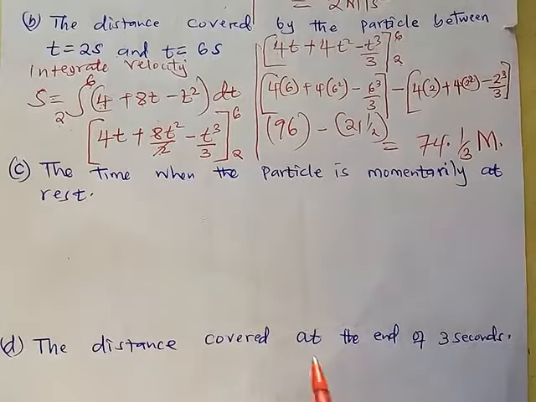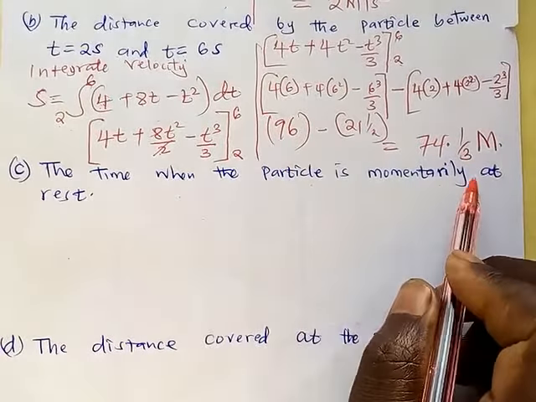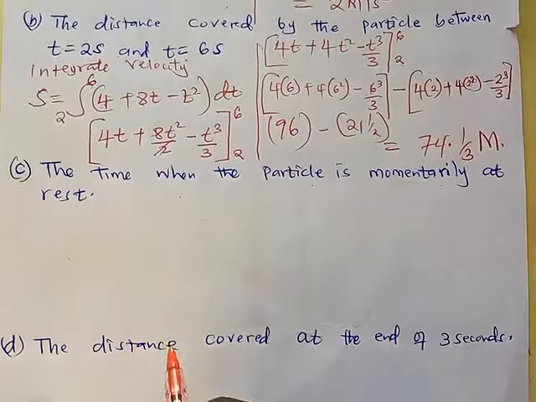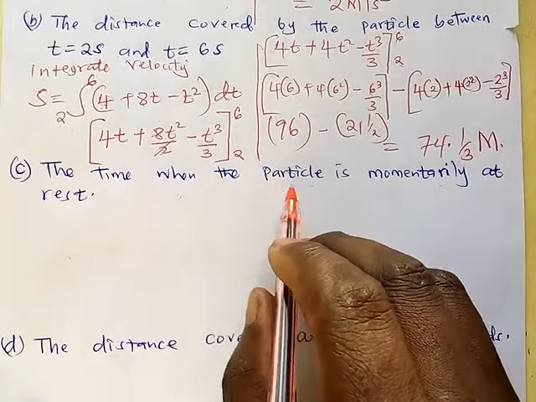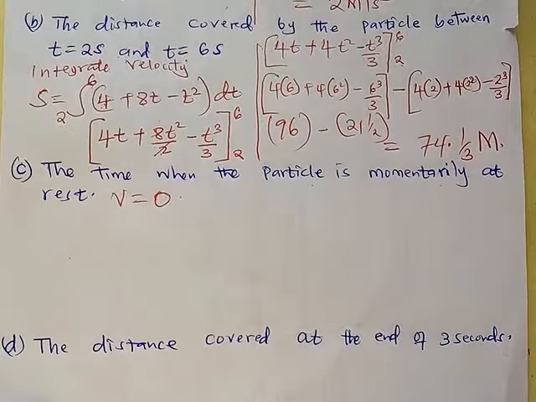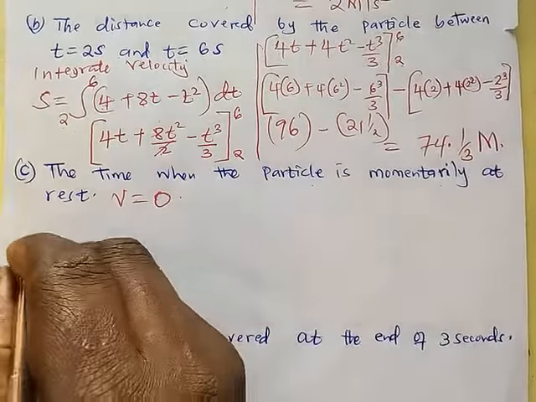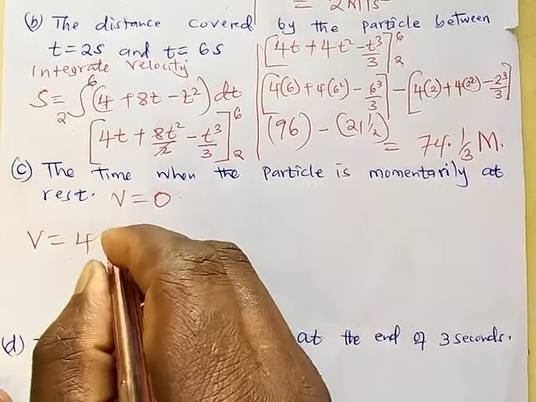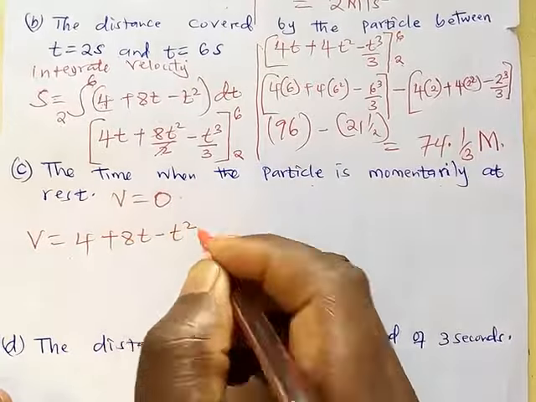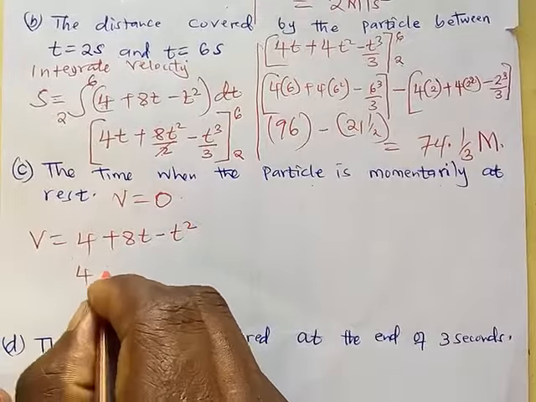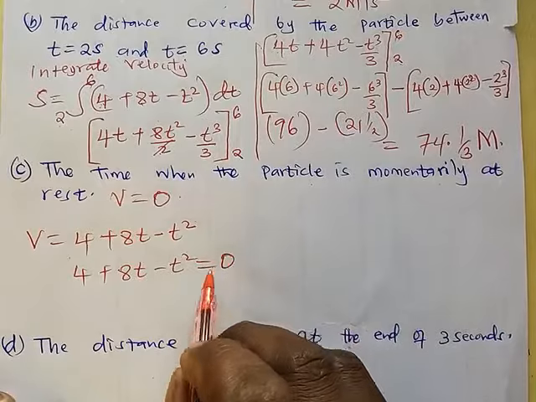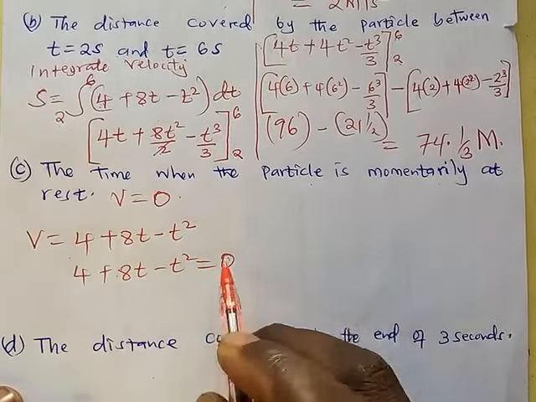Determine or calculate the time when the particle is momentarily at rest. The time when the particle is momentarily at rest. Always remember that when a particle is momentarily at rest, velocity equal to 0. Very important. So our v equal to 4 plus 8t minus t square. But now this velocity 4 plus 8t minus t square is equal to 0. So we want to get time when velocity is 0.